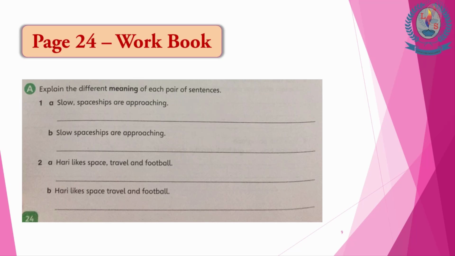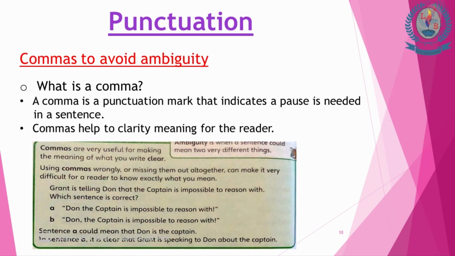Now turn to page number 24 of your workbook. Here you are given 2 activities to do. Part A. Choose the best synonym from the box to replace said in each sentence. Part B. Write 4 more words you could use to replace the word said. Okay children, now it's time for you to answer these exercises in your workbook itself.